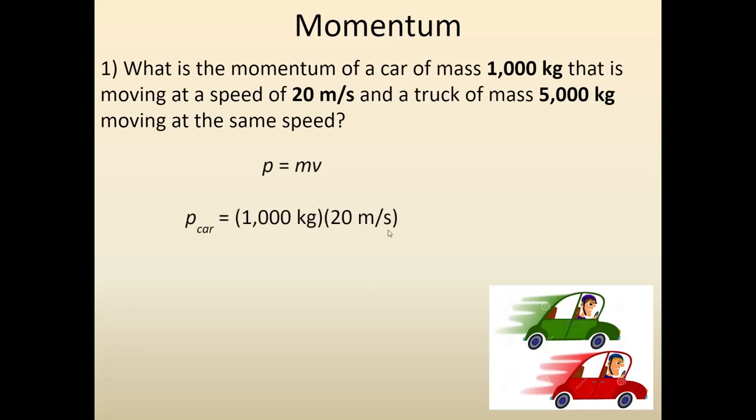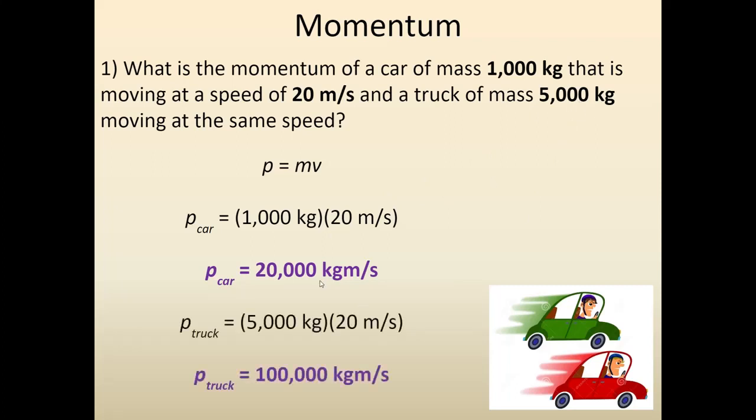Literally just plug in the numbers, 1,000 times 20, to find the momentum of the car. We get 20,000 kilogram meters per second. And then for the truck, we just take its mass and its speed and multiply, and we get 100,000 kilogram meters per second.